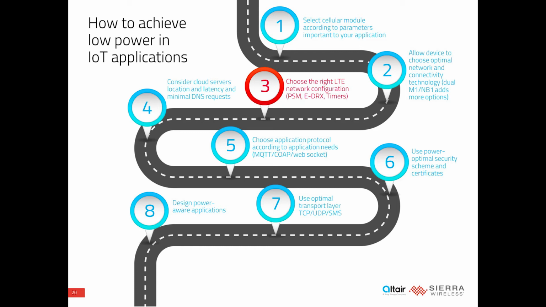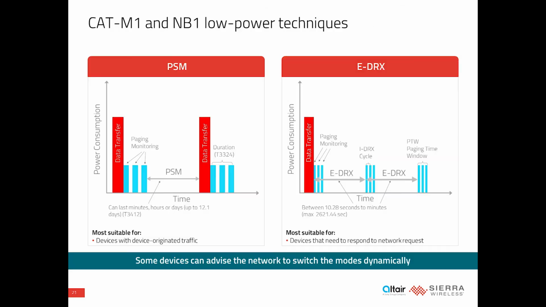And Nicola spoke a little bit about PSM and eDRX. I want to touch on it slightly and then jump into the slides that actually show you how to use them. But first, what is the difference between the two? PSM, like Nicola said, is your hibernation mode. The device goes to sleep, and it's mostly suitable for devices with device-originated traffic, meaning that if I want to periodically send some data like temperature, or event-driven data like door was opened, door was closed, this would be the best mode because the device is not wasting any energy on monitoring the paging signals from the network.